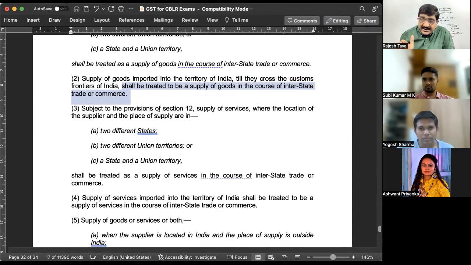Now, as an importer, you are based in Mumbai. Your consignment is received in Mumbai. You have to pay IGST on that. Avail full credit of IGST, and the second day you are selling the same consignment to a buyer in Mumbai, then that will be intrastate supply. Why? Because the answer is here.